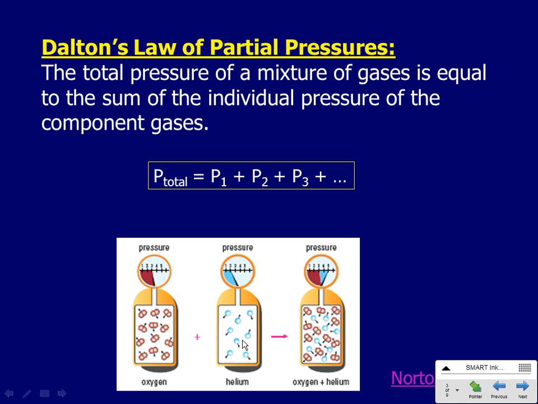And it simply says the total pressure of a mixture of gases is equal to the sum of the individual pressures, the sum of the little partial pressures. So if I have a mixture of gases, I can add those individual pressures up, and it gets me the total pressure.